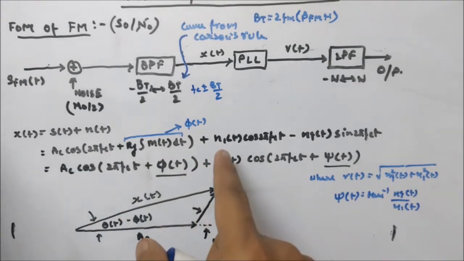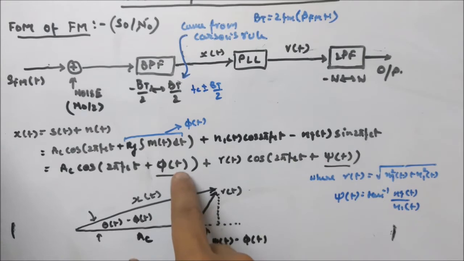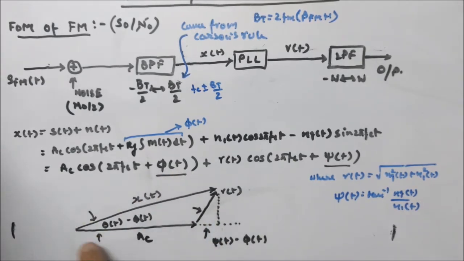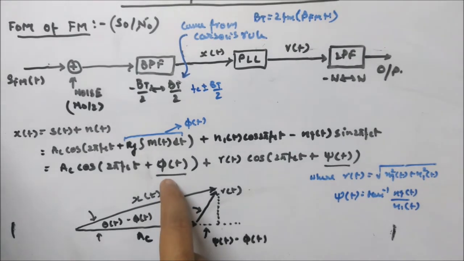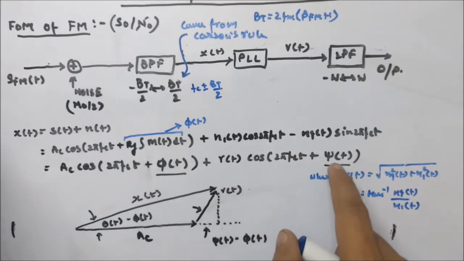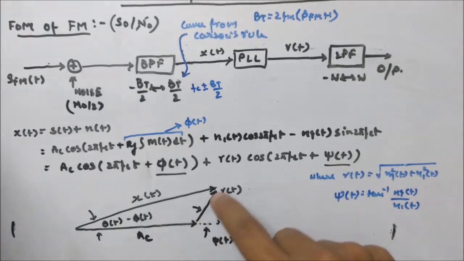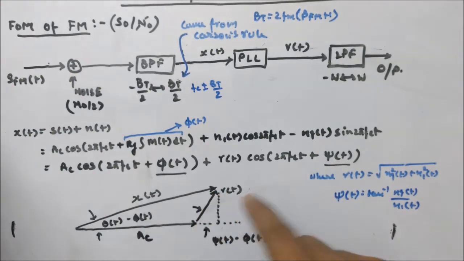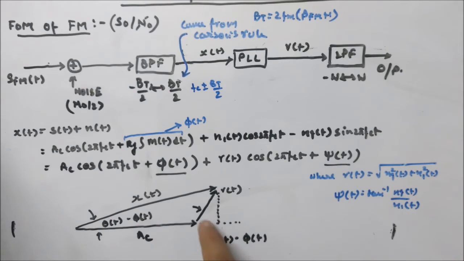Since we are doing a phasor diagram, we will deal with phasor, phase and the amplitude. So amplitude is AC and phase we are considering it as phi t. Okay, this has phi t as the phase reference. Now we have to draw this RT with phase psi t. RT I have drawn like this with psi t. So this is psi t.